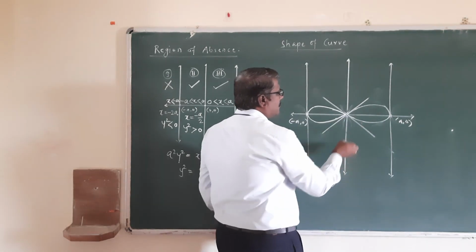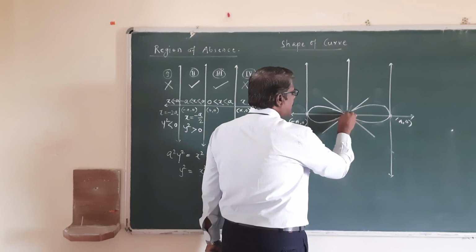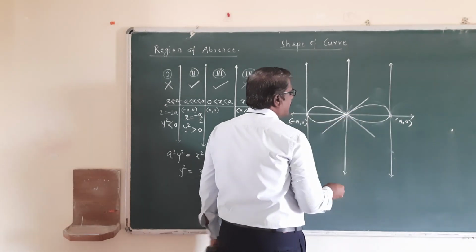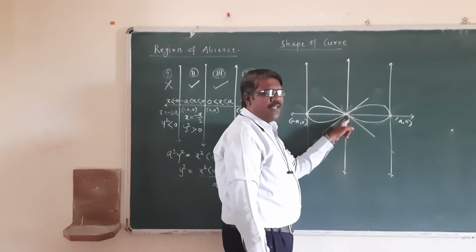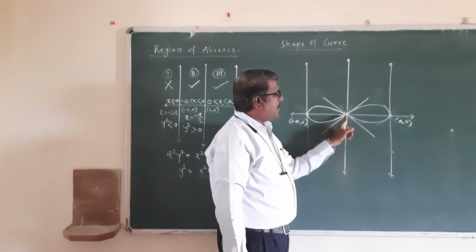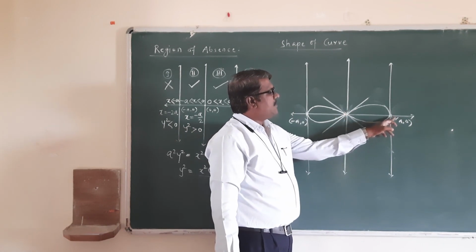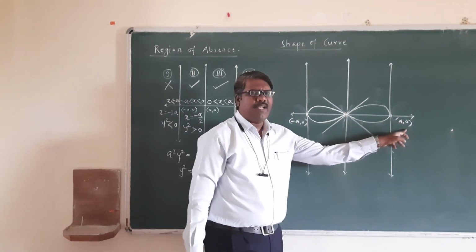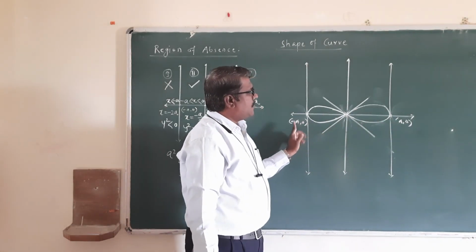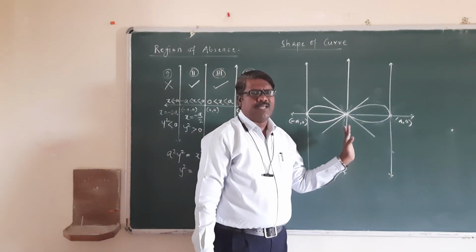Okay. So this is the final shape of the curve. Now this origin here is a node. Okay. And these are the points of intersection, that is a0 and minus a0. So this is the final shape of the curve.